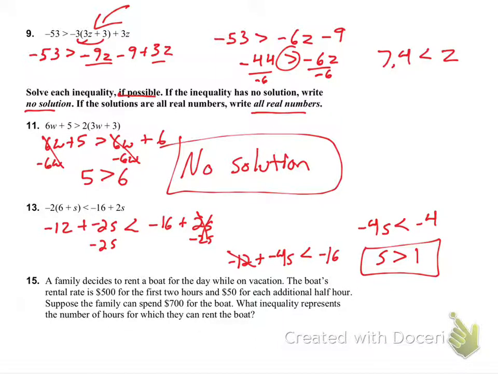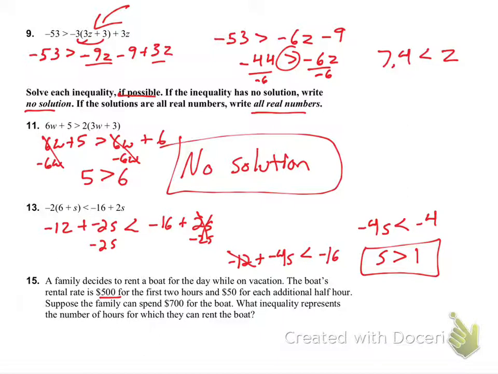All right, 15. A family decides to rent a boat for the day while on vacation. The boat's rental rate is $500 for the first 2 hours and $50 for each additional half hour. Suppose the family can spend $700 for the boat. What inequality represents the number of hours for which they can rent the boat?